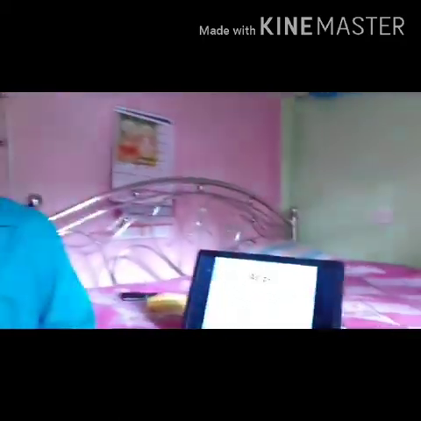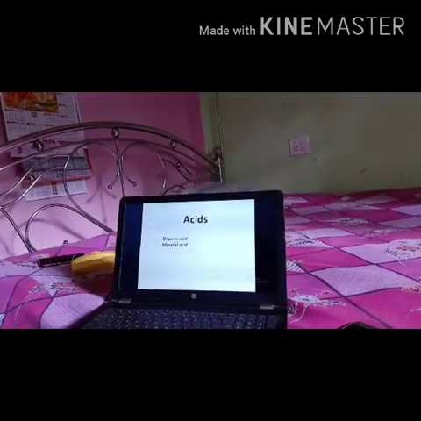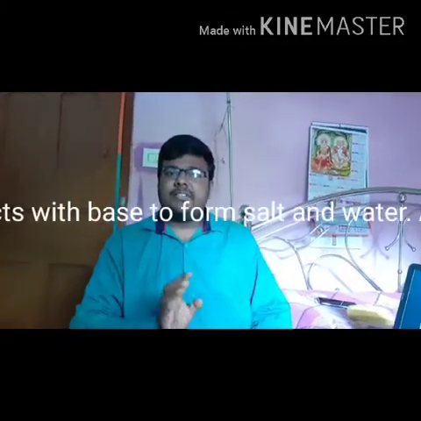Next topic we have to know about is acids. What is called an acid? Acid is a substance which reacts with a base to form a salt and water. And when it comes in contact with blue litmus, it becomes red. That is the acid. Depending on their source, acids are classified into two categories: one is called mineral acid, another is called organic acid.